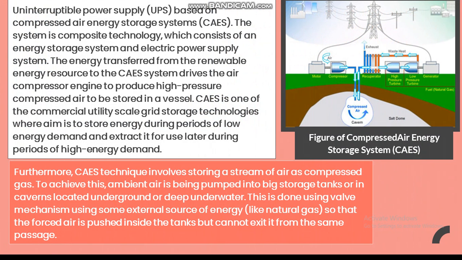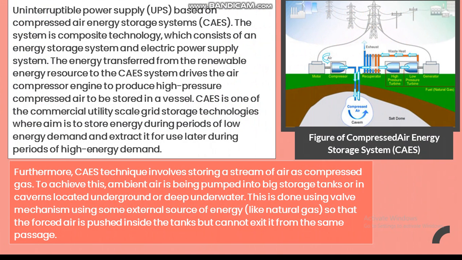Uninterruptible power supply (UPS) also can be based on compressed air energy storage system, which is CAES. The system is a composite technology which consists of an energy storage system and electric power supply system. As we can see in the figure at the right of the slide, that is for CAES. The energy transferred from the renewable energy resource to the CAES system drives the air compressor engine to produce high pressure compressed air to be stored in a vessel.